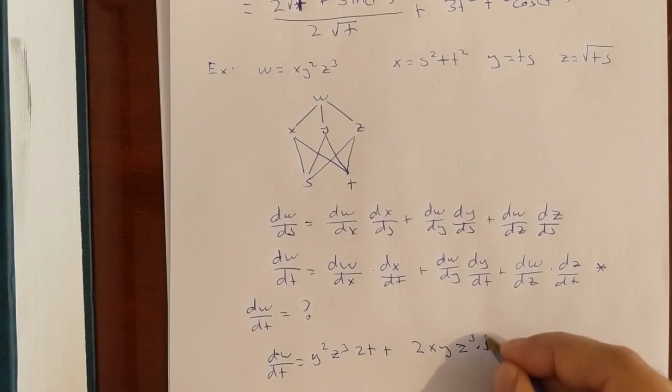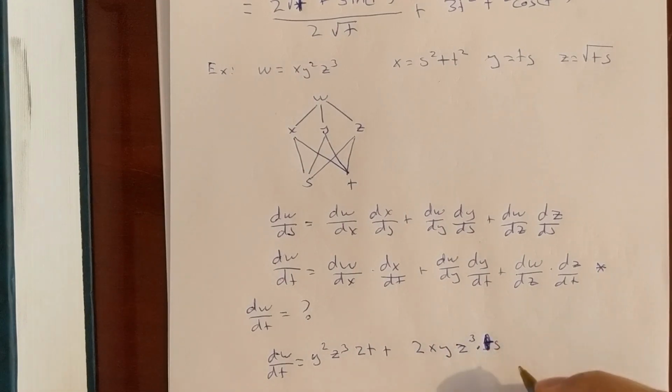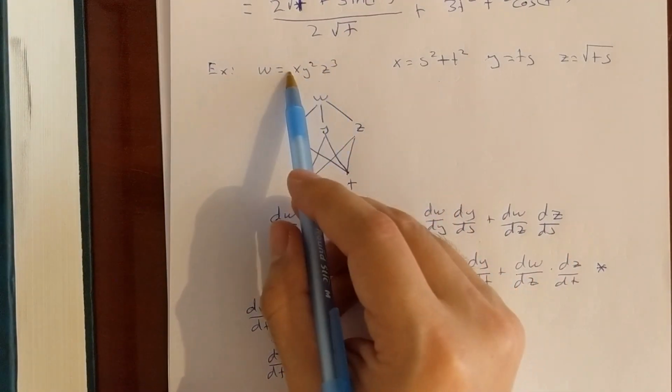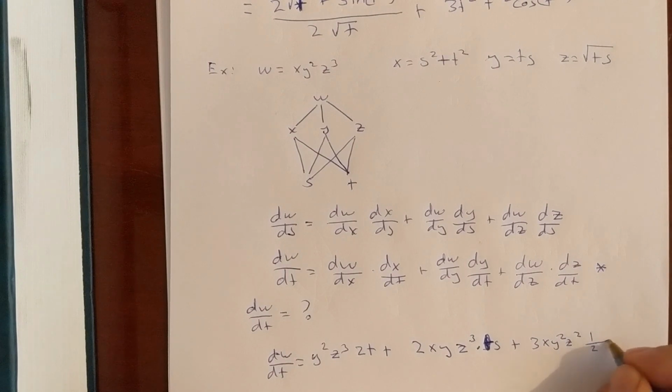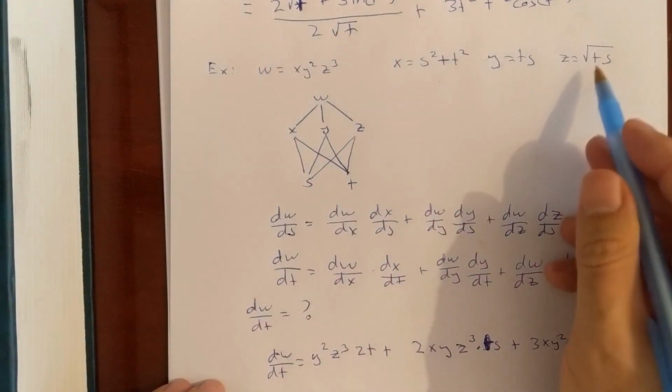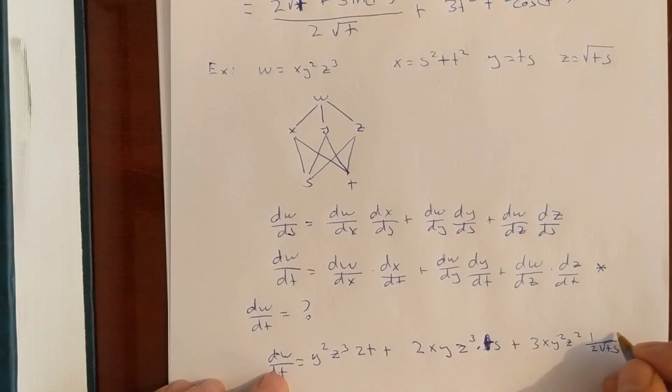Sorry, I want to do not ds, I want dt. Sorry, I did the correct stuff. My bad. So s, right. Plus, we want to do dw/dz. Well, this time it's going to be 3xy squared z squared, times, okay, so here is again a chain rule inside a chain rule problem. We have this 1 over 2 square root of t times s, times the derivative of the inside. Well, the derivative of the inside is just s.